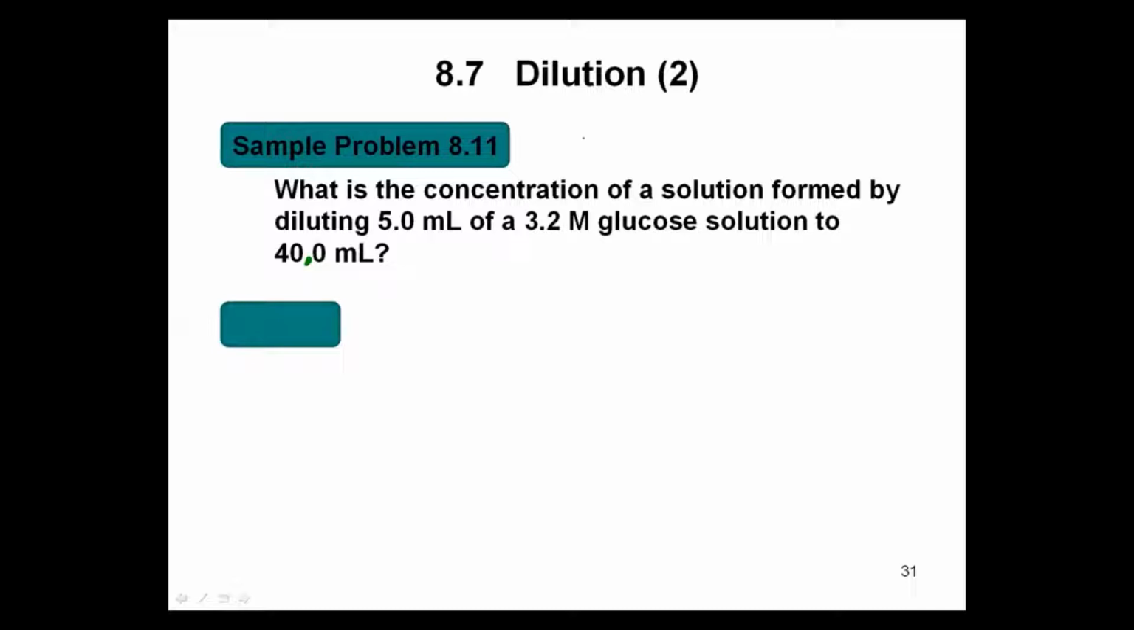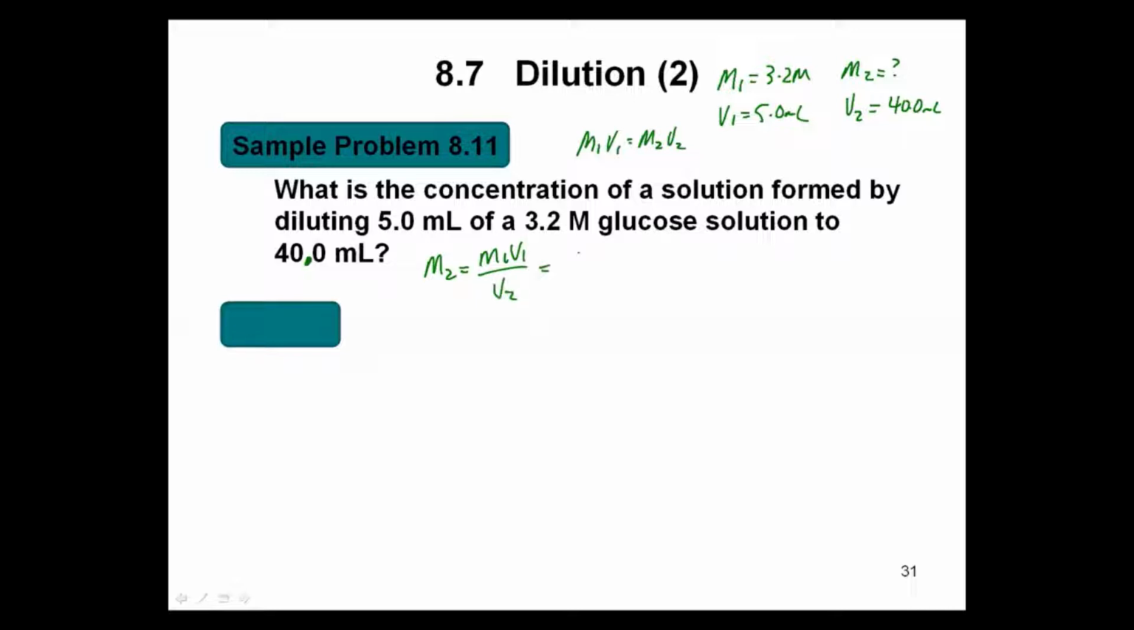So we are going to use M1V1 equals M2V2. And again, you could kind of go in order, starting with the most concentrated one. So our M1 here would be 3.2 molar. Our V1 would be 5 milliliters. Our V2, which is our final volume in our more dilute solution, is 40 milliliters. And here we're really looking for M2. So in this case, we would rearrange this and solve for M2. And M2 would equal M1V1 divided by V2.